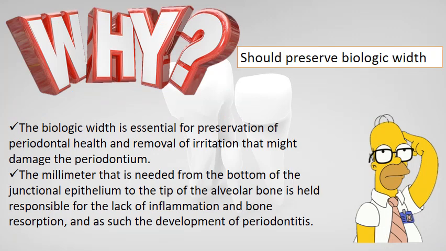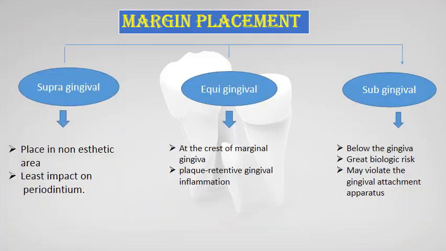Why should we preserve the biologic width? The biologic width is essential for preservation of periodontal health and removal of irritation that might damage the periodontium. The millimeters that are needed from the bottom of the junctional epithelium to the tip of the alveolar bone are held responsible for the lack of inflammation and bone resorption, and as such the development of periodontitis.